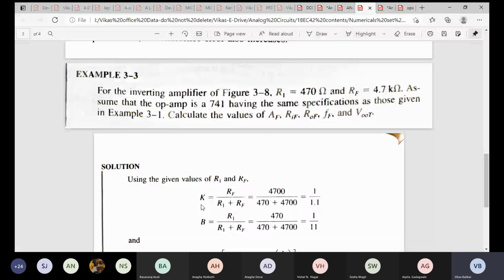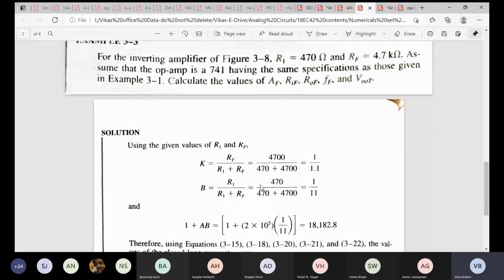So in the inverting configuration, let's follow the same principle and calculate the values of K and beta. So K is RF divided by R1 plus RF, and beta is R1 divided by R1 plus RF, and do the calculation. If I do the calculation by substituting the values, I get K equal to 1 by 1.1, beta equal to 1 divided by 11.